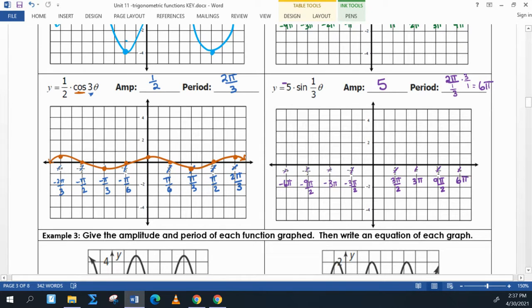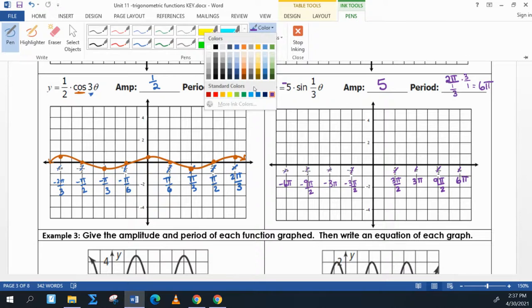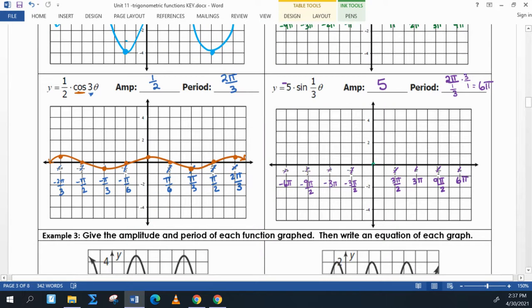Okay, now it's a sine curve, so we know that it starts here at, let's see, we're going to trade colors one more time. Sine curve always starts at 0, 0. Okay, now with this negative, let's do the period first. So out here at 6 pi, I'm back at 0. Out here, I'm back at 0. And then halfway in between, I'm also at zeros right there.